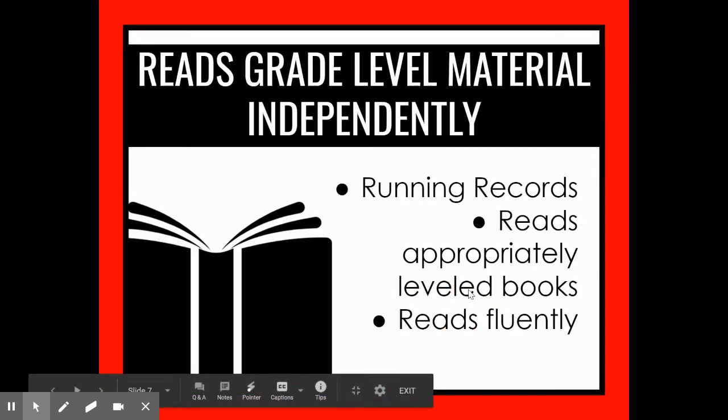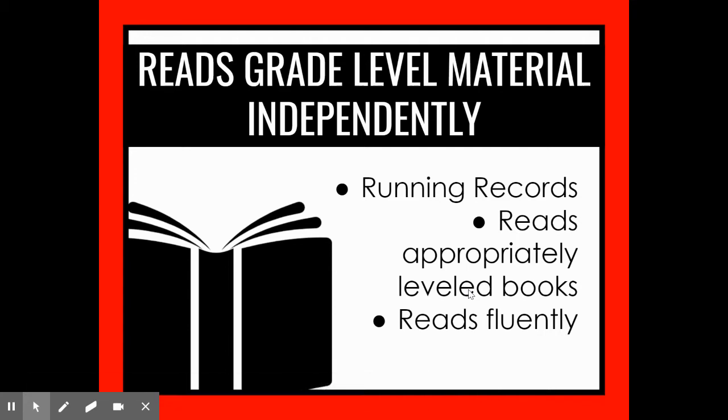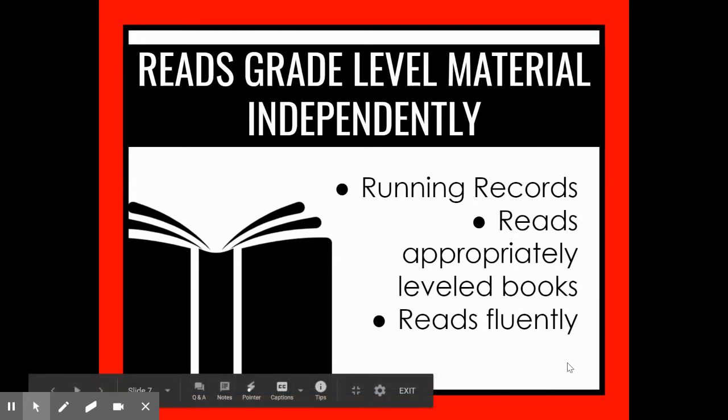Reads grade level material independently. A huge predictor of this grade is based on their running records. So we're going to get into what a running record is on the assessment piece, but we do look at the running records to determine this grade and can they read appropriate leveled books for a second grade level where they should be and reading fluently, meaning not choppy. It flows. They have good accuracy, speed, rate, those kinds of things.